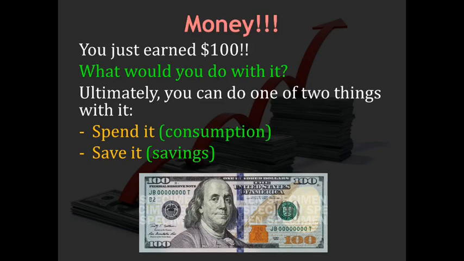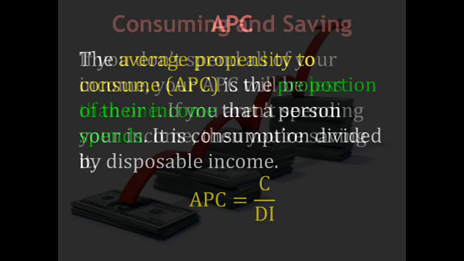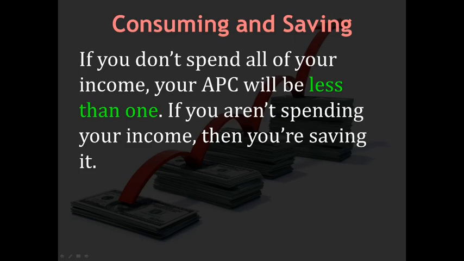The average propensity to consume, the APC, is the proportion of their income that a person spends. It is consumption divided by disposable income. So APC is C divided by DI. So if you don't spend all your income, your APC is going to be less than 1. And if you aren't spending all your income, then you're saving it.